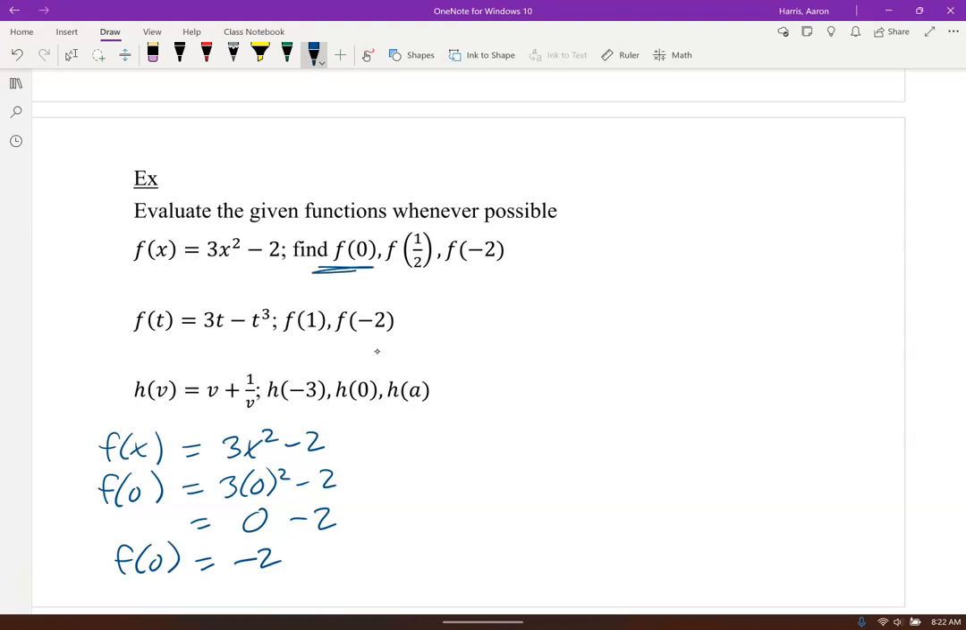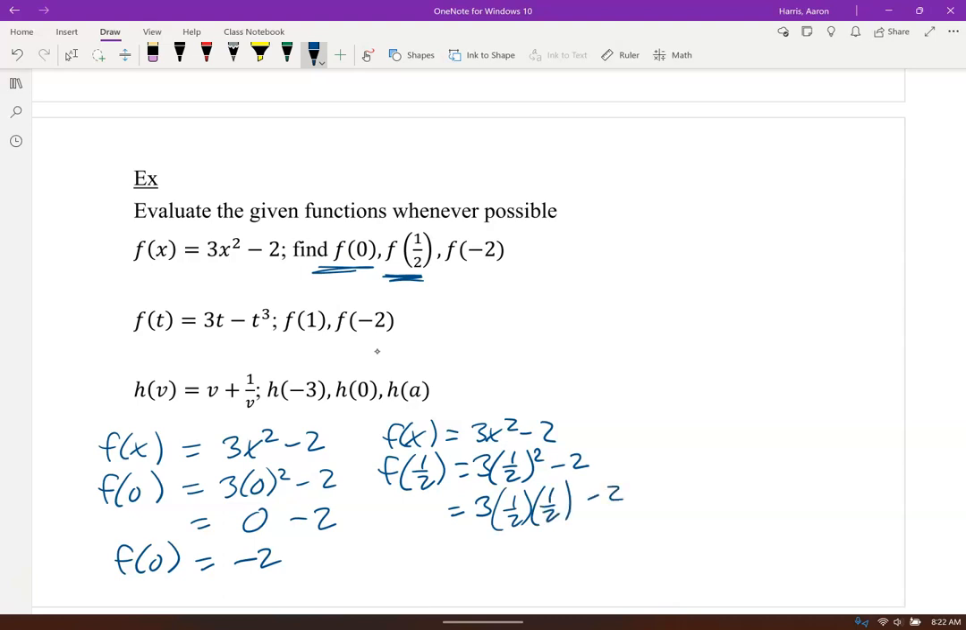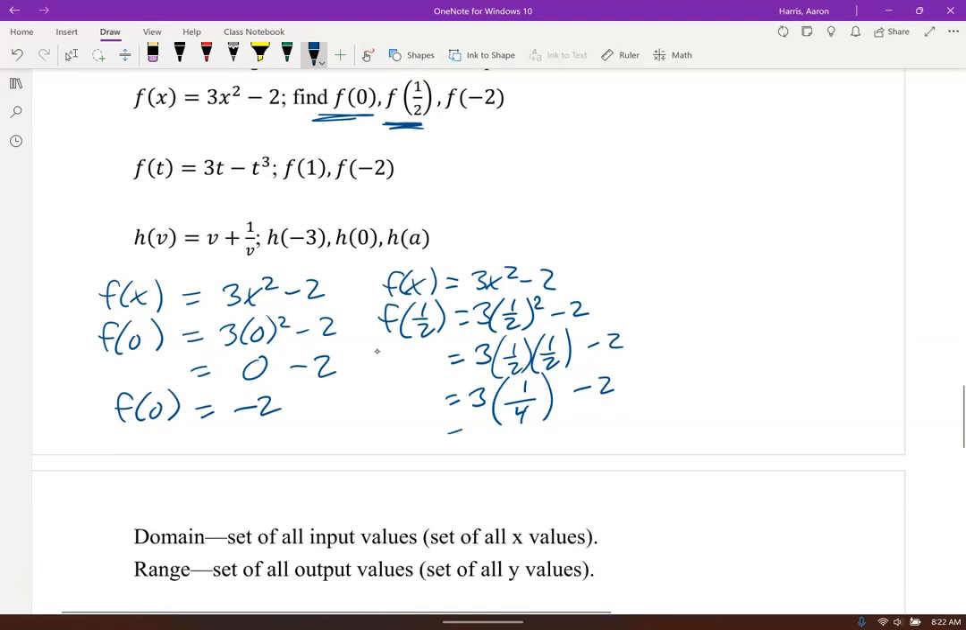And so that's f of 0. Now let's find f of 1/2 as well. So f of x is 3x squared minus 2. F of 1/2. 3 times 1/2 squared minus 2. Well, 1/2 times 1/2, I'll write it out, is 1 times 1 is 1, 2 times 2 is 4. Now we've got 3 over 1 times 1 over 4. So we've got 3/4 minus 2.